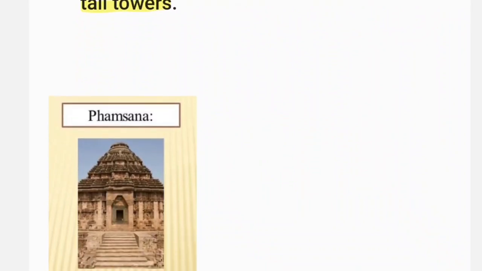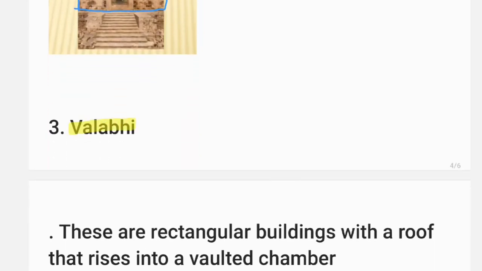If we look at the structure, then the Phamsana is broader at the base and there are slabs. Like this is the first slab, this is the second slab, and the shikhar is rising gently and connecting to a common point.